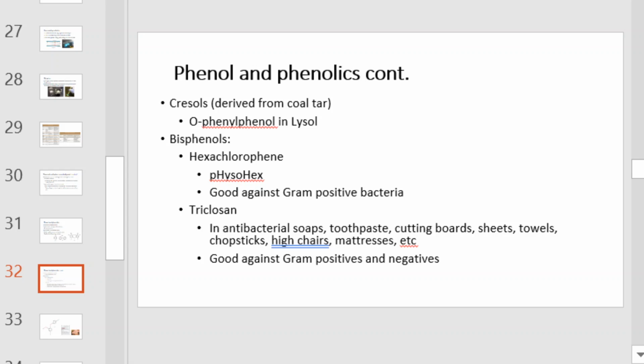Cresols are derived from coal tar and are used in Lysol. Bisphenols, which include things like hexachlorophene, are good agents against gram-positive bacteria. And triclosan is an antibacterial found in soaps, toothpaste, cutting boards, sheets, towels, chopsticks, high chairs, and even mattresses. It's good against gram-positives and gram-negatives.